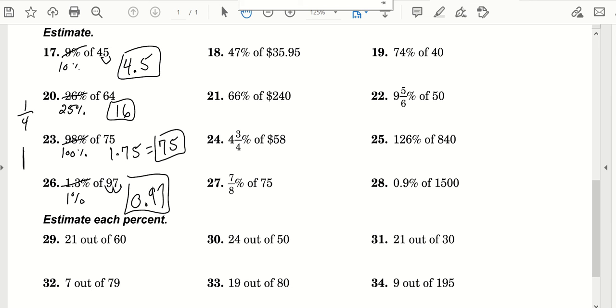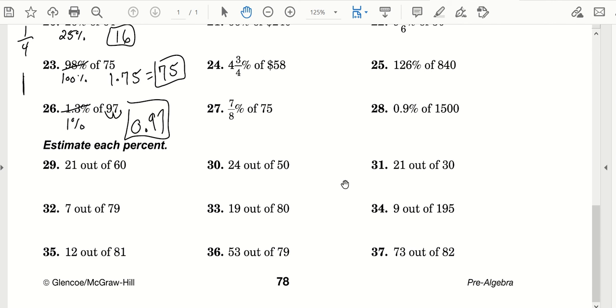Let's talk about a problem like number 18. 47% of $35.96. On this one, I want to change both of them. So 50%, that's pretty close to 47%. It's pretty easy to work with too. $35.95, that's really close to $36. So what's half of 36? It's 18. Okay, so $18. Very good. Go ahead and finish this section out. Pause the video now, finish out this section.